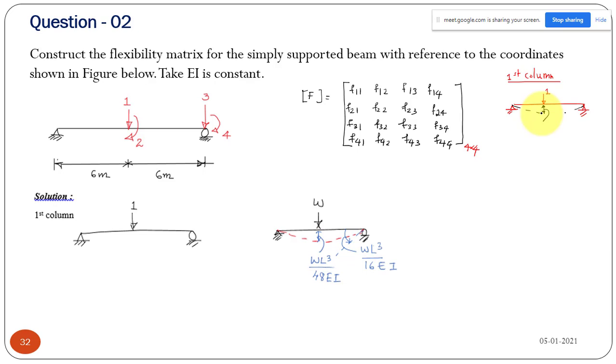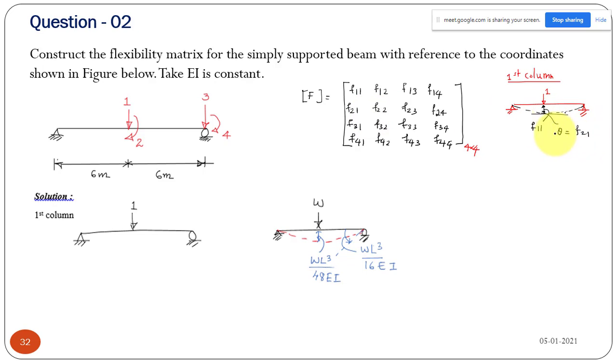F11. Okay, so I was asking: you apply first column, take your beam and apply unit force at 1, and you can find the deflection at the center. Deflection at the center of your beam, that element will be F11. And what is the rotation at the center? At the center we have some rotation. What is that element? F12, or maybe you can say F21, because I'm just explaining in terms of columns. So that rotation at the center will be F21.